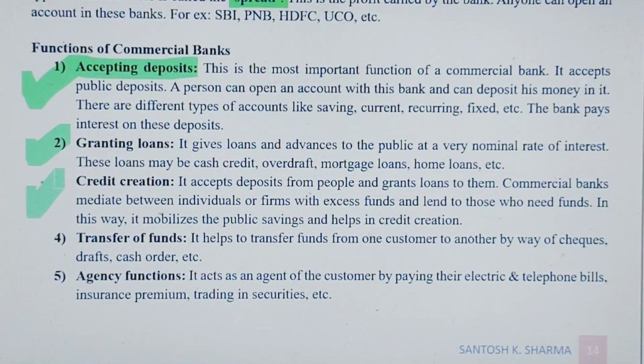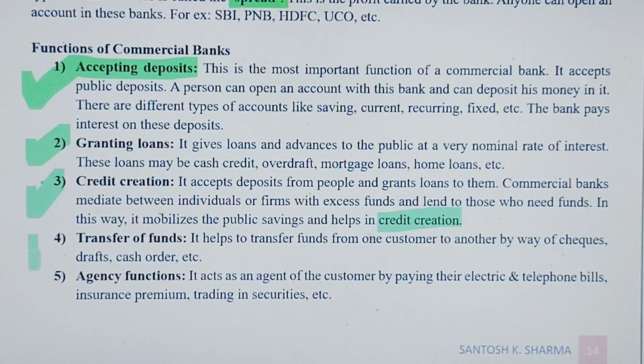The third function is credit creation. It accepts deposits from the people and grants loans to them, and commercial banks mediate between the individuals or firms with the excess funds and lend to those who need the funds, and the difference in the rate is called spread or profit of the commercial bank. So in this way, commercial banks help to mobilize the public savings and help in credit creation. So these are a few important lines which you can write in this particular point.